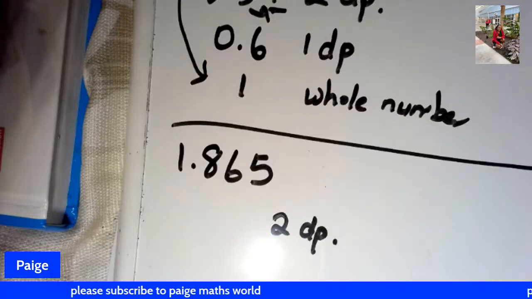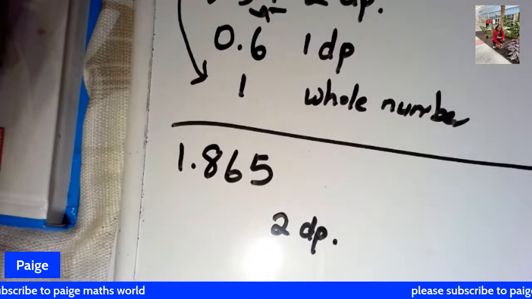Anybody with the answer? 1.865 to the nearest 2 decimal places.